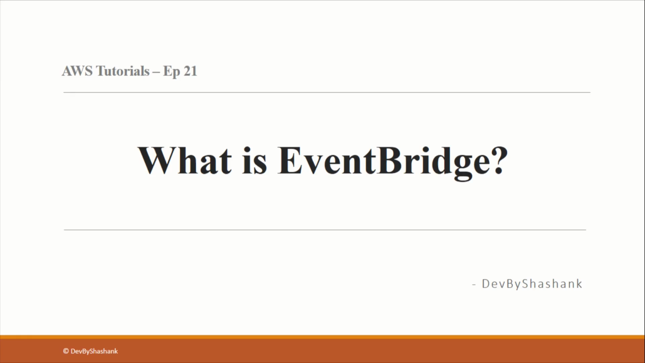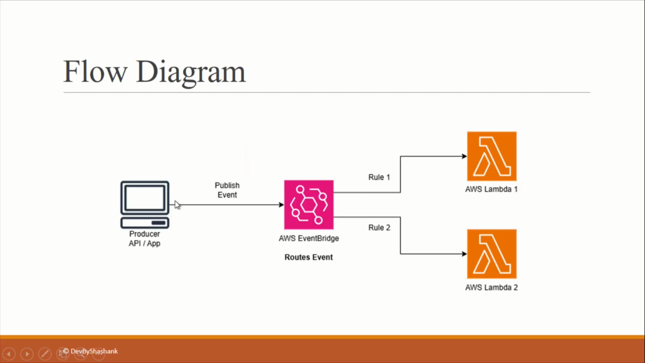This is episode 21 of AWS tutorials. Today we'll see what is EventBridge and how to use it. So guys, this is going to be our flow diagram today. In EventBridge, we'll create two rules with two different patterns and we'll attach these two different lambdas with those rules.